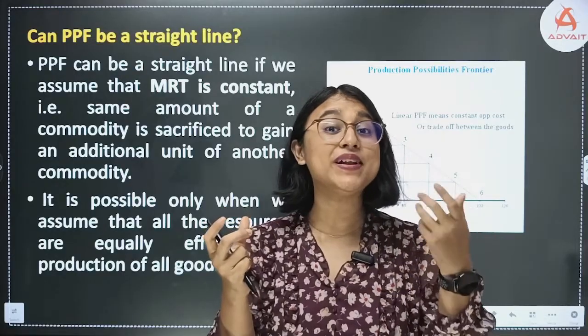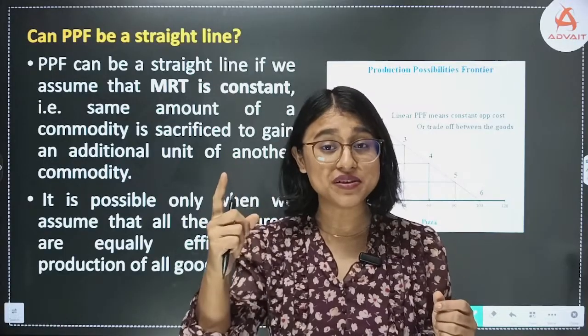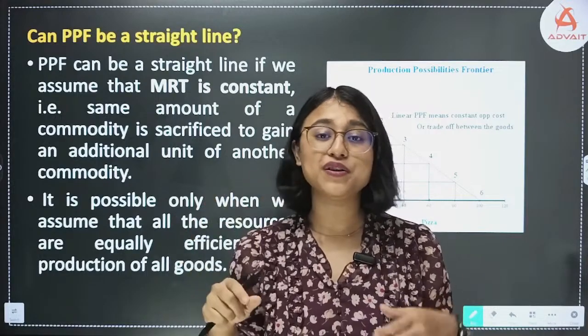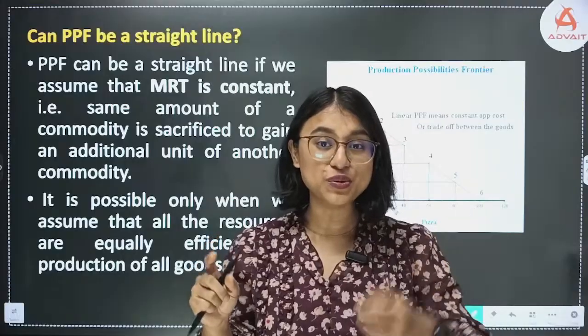Because he will be less efficient in production of butter. Even if he could produce, one person could produce one gun when he was employed in making guns, he cannot produce one butter when he has been shifted from production of guns to butter.